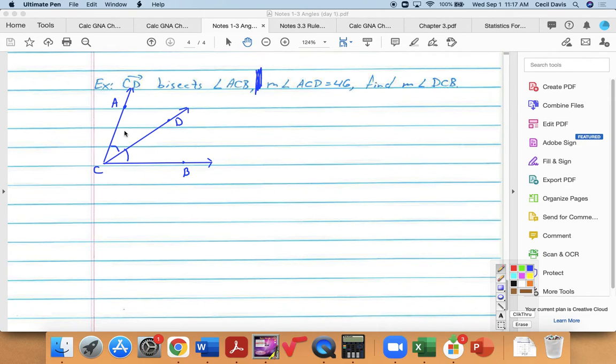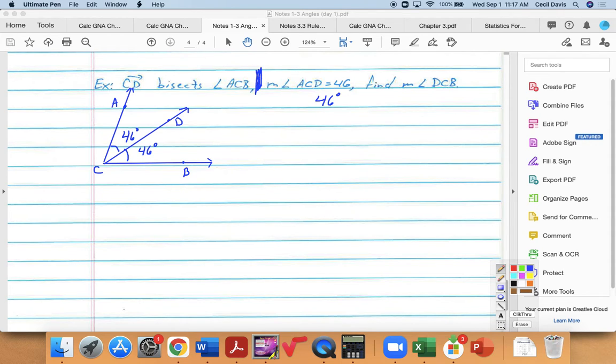Then it says the measure of angle ACD is 46 degrees. So what do I immediately know? Yeah, this other angle is 46 degrees. And that's what they asked. So the angle is 46 degrees.